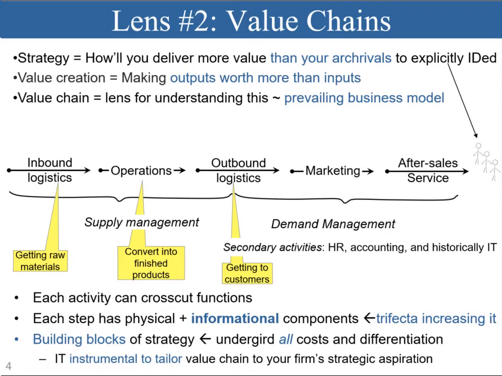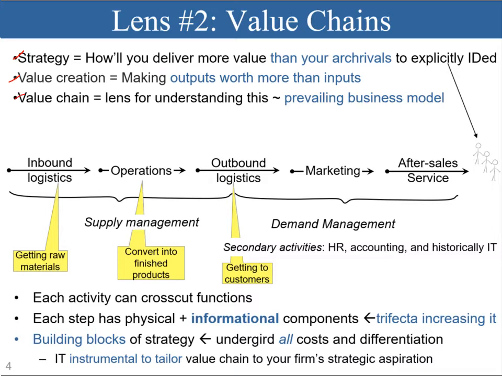Okay, now we go to lens number 2, value chains. As I mentioned earlier, value chains focus on your company versus your rivals. So the strategy is fundamentally about how your firm will deliver more value than your rivals. And value creation is about making your firm's outputs worth more than inputs, better than your rivals.